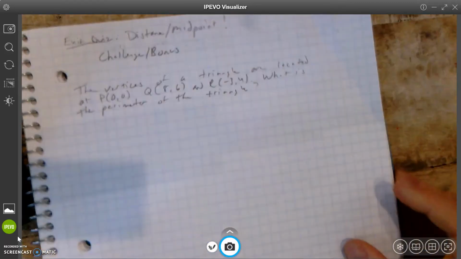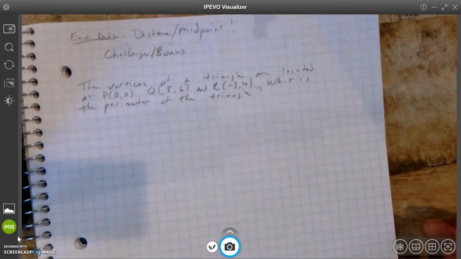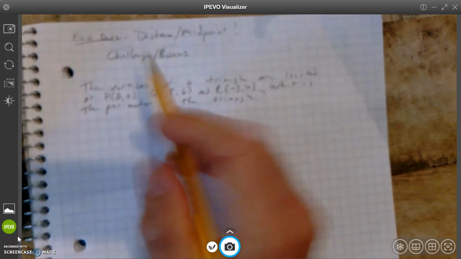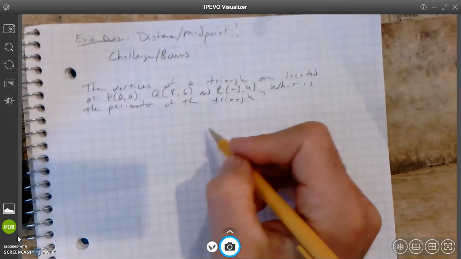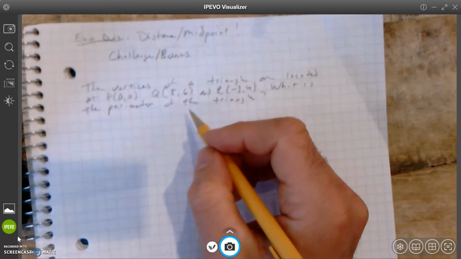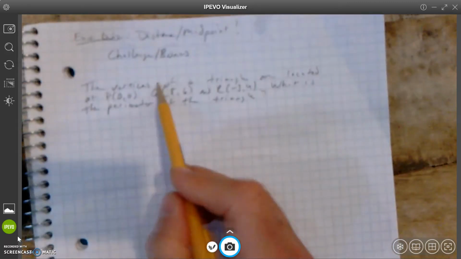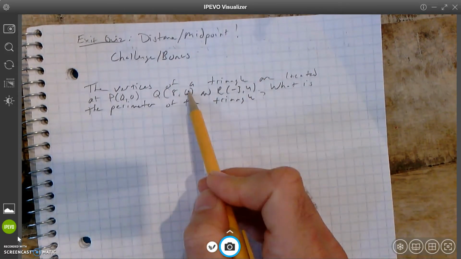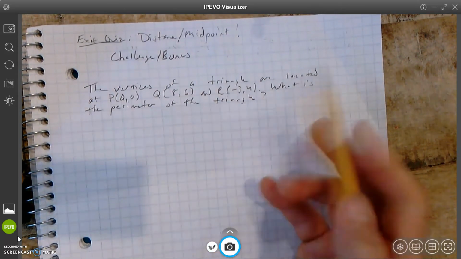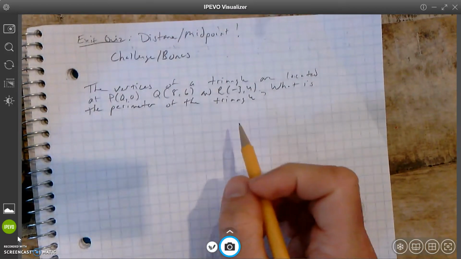This one was the challenge. Okay, distance midpoint challenge. All right, let's see how this works. A lot of people left this one blank, but don't leave it blank. Always give it a shot. So here it is. The vertices of a triangle are located at P(0,0), Q(8,6), and R(-3,4). What is the perimeter of the triangle?